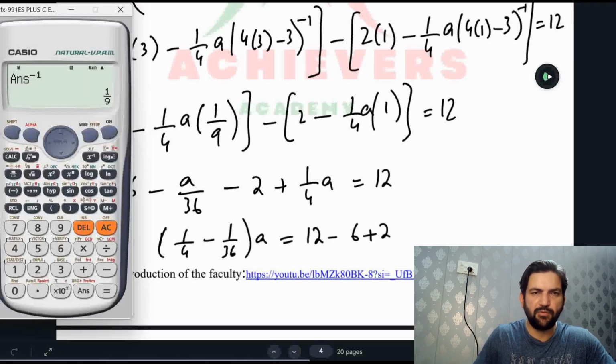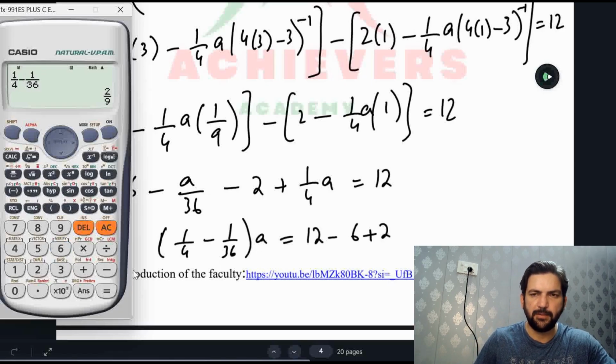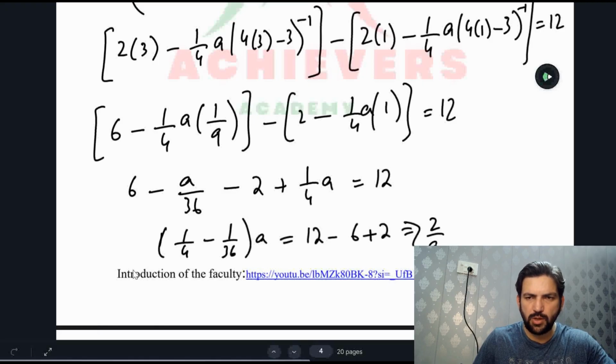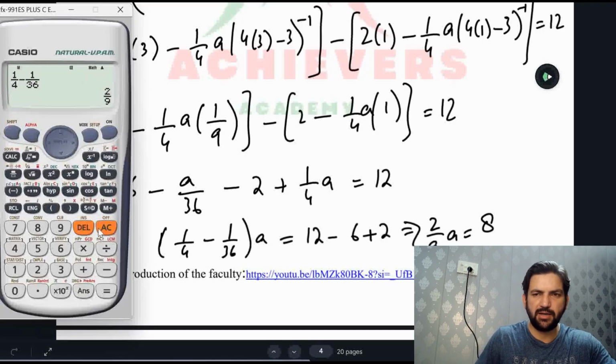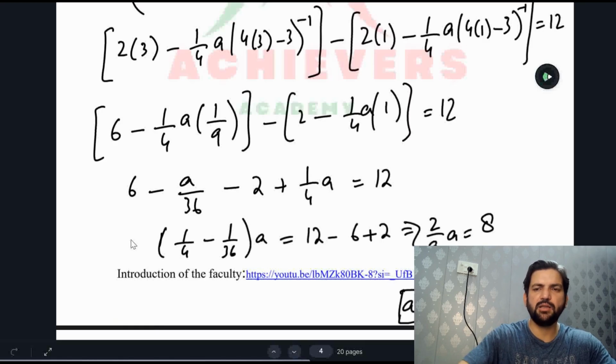So let's use the fraction: 1 over 4 minus the fraction 1 over 36. This will be equal to 2 over 9. So 2 over 9a is equal to 6 plus 2, which is 8. So we can write it as 9 multiplied by 8 divided by 2. So the final answer will be 36. So a is equal to 36 will be the final answer. I hope that the concept is clear.